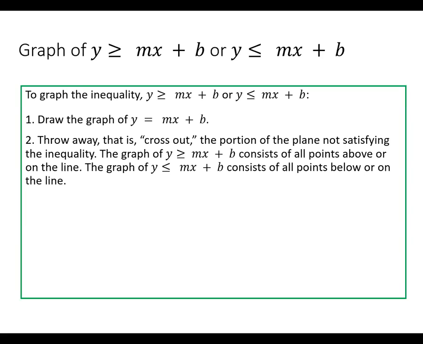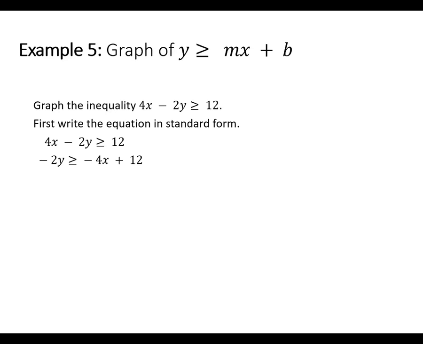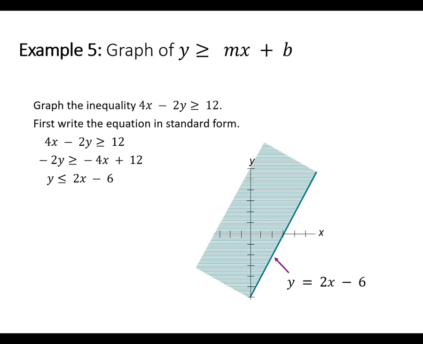Right here is our last sentence and that second constraint. It says the graph of y is less than or equal to mx plus b consists of all points below or on the line. Remember, we want to cross off everything that does not satisfy the inequality. And this is why we cross off everything above the line. Everything below the line are things that we can use that satisfy the inequality.